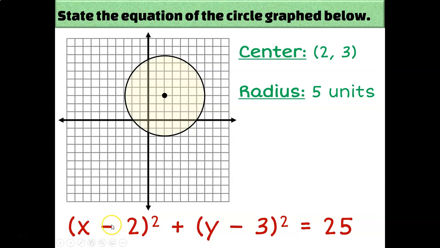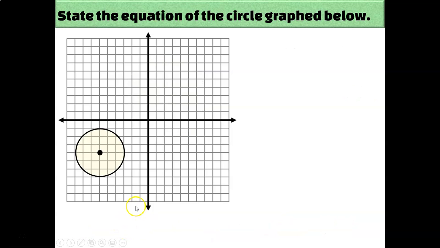Now don't be confused by the fact that these have subtraction symbols. The subtraction comes from the formula. So even though we had positive coordinates for our center, they'll end up looking like they're negative when you plug it in, because the x minus is from the formula, and then you just put 2 in for h.